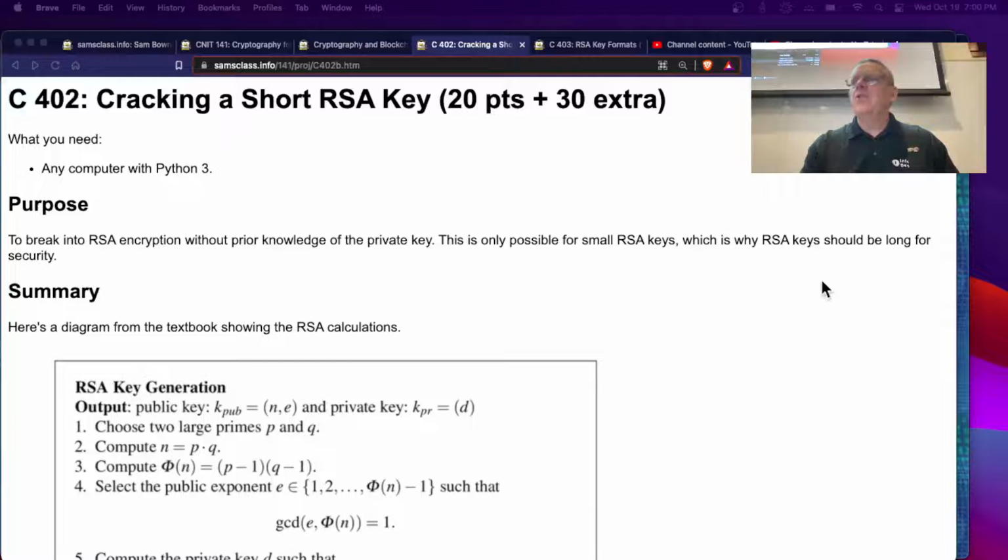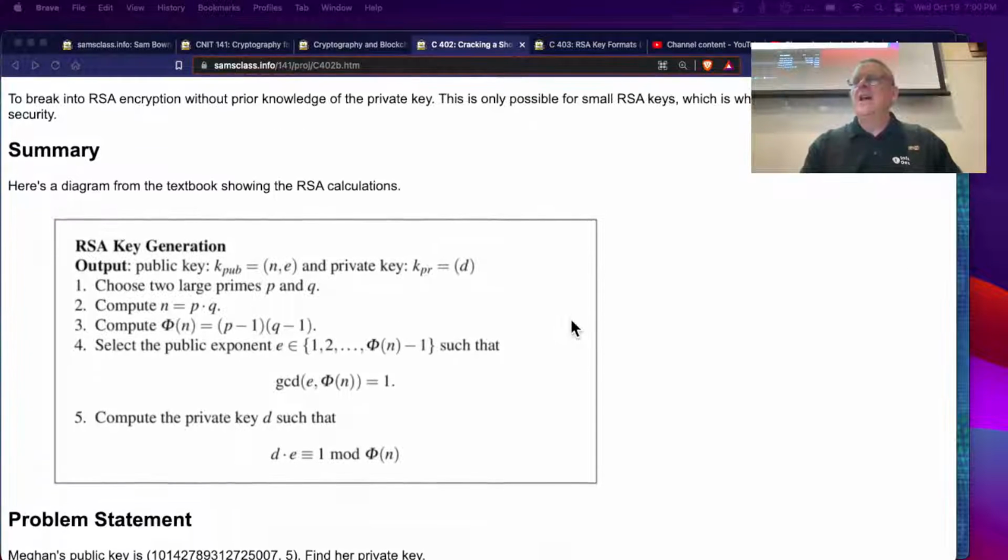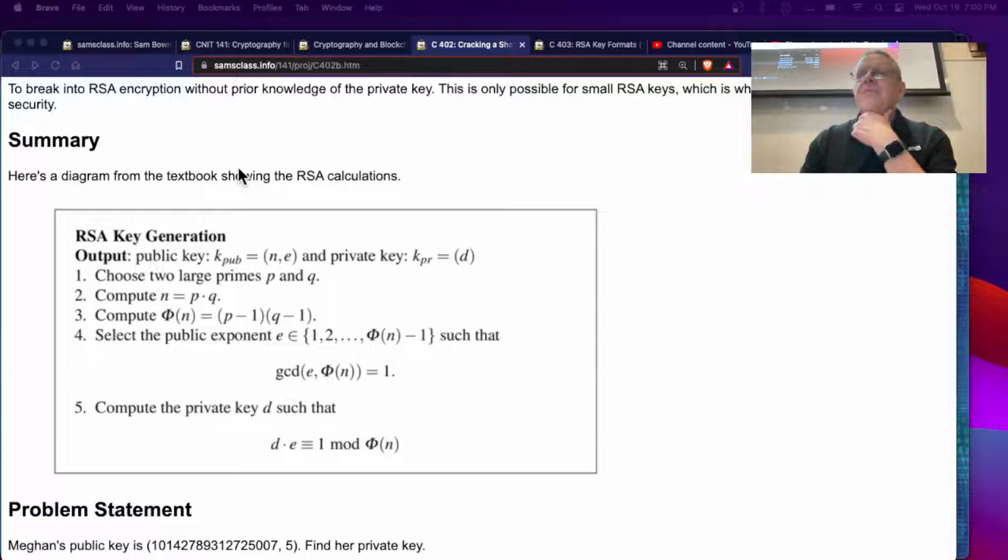About cracking a short RSA key. Now here's how you generate an RSA key. You want to create a public key, which is N and E, which we talked about last time, and a private key. So you choose two large primes. Then you multiply them together to create N. Then you compute phi of N, which is P minus 1 times Q minus 1.